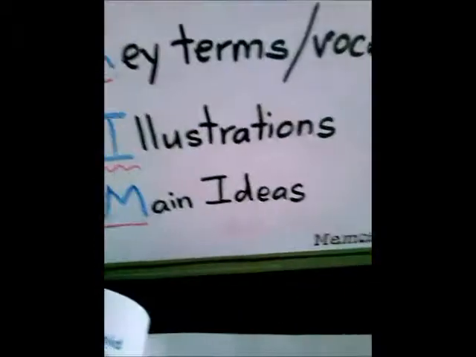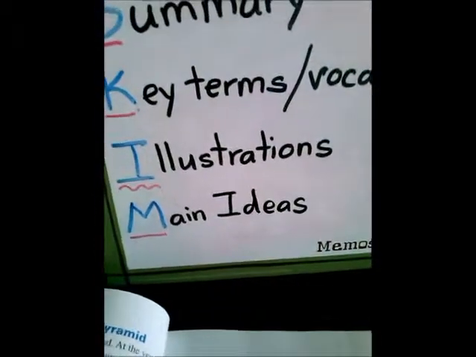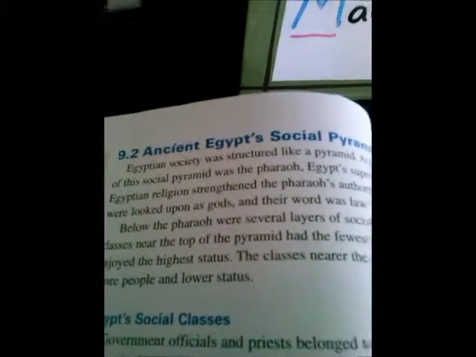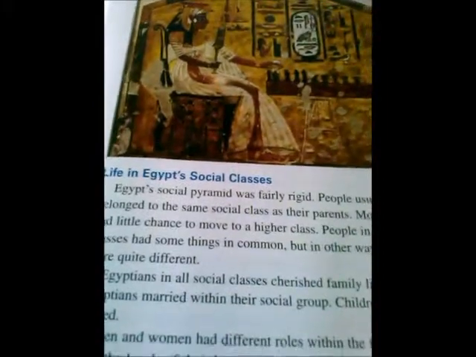Last thing, main ideas. The M in SKIM stands for main ideas. When you're looking at each section, here I have a little title, Ancient Egypt's Social Pyramid. Then I have another section, Egypt's Social Classes. On the next page, Life in Egypt's Social Classes. Those titles are telling you what the main ideas are.